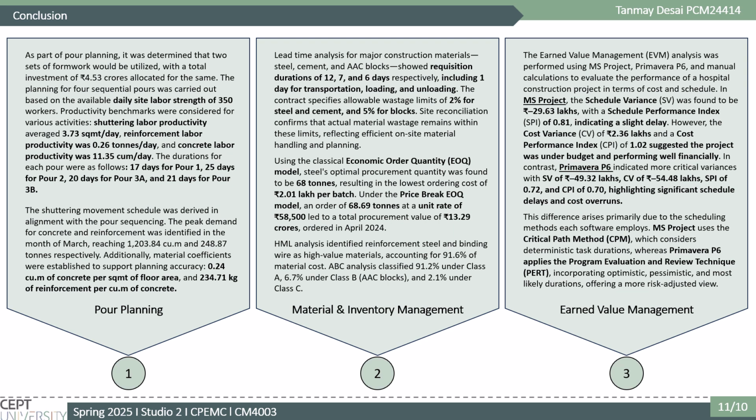In EVM, MSP shows that the project is behind schedule and under budget. On the other hand, Primavera shows that the project is behind schedule and running over cost. Due to the scheduling methods of the two software tools being different, which are CPM and PERT, the variation in cost is observed.